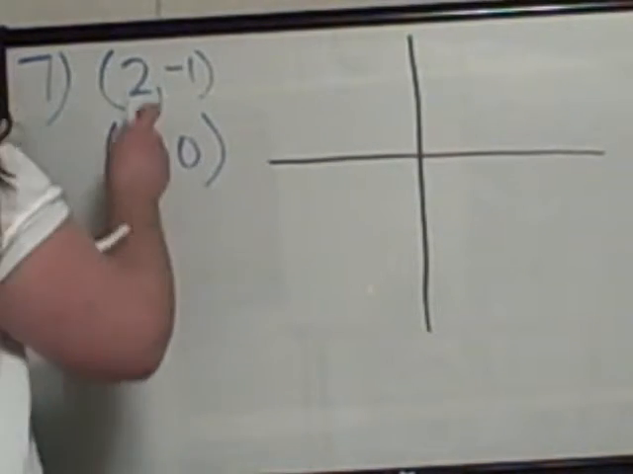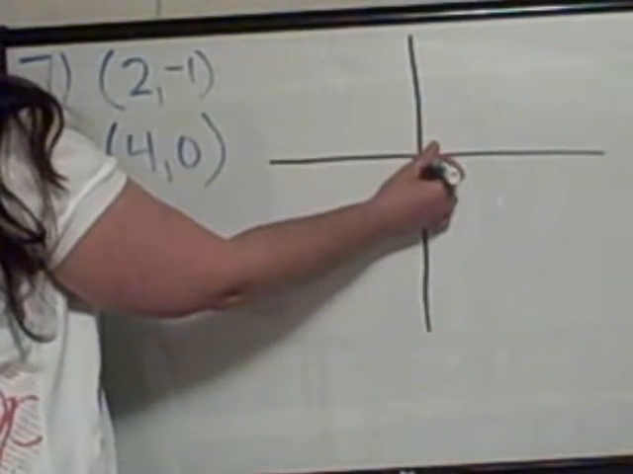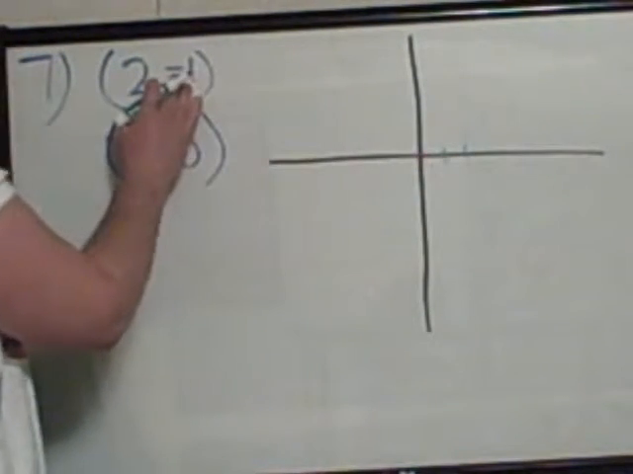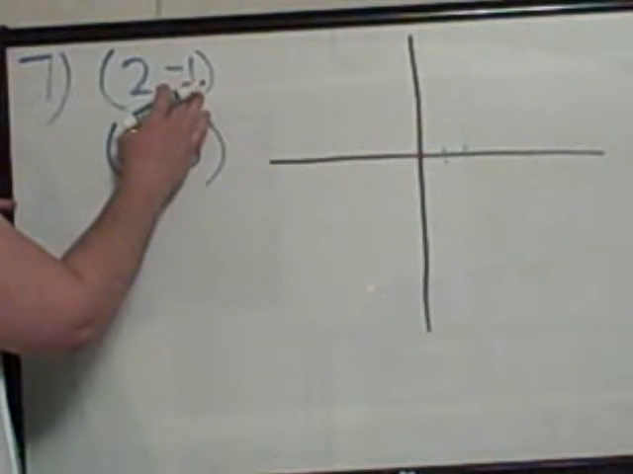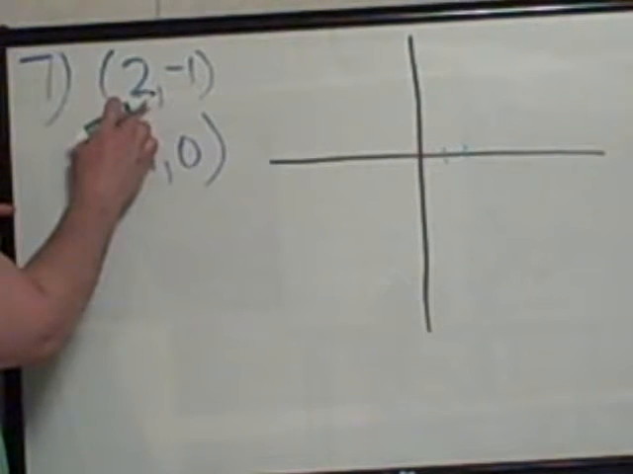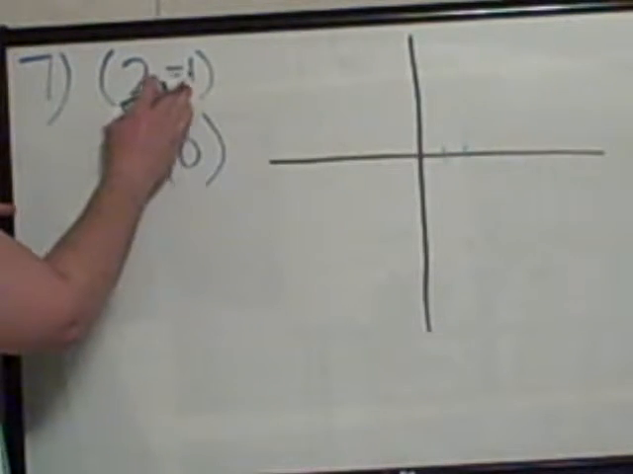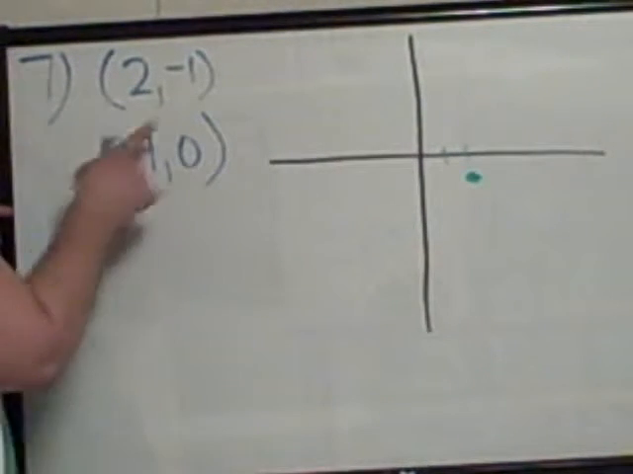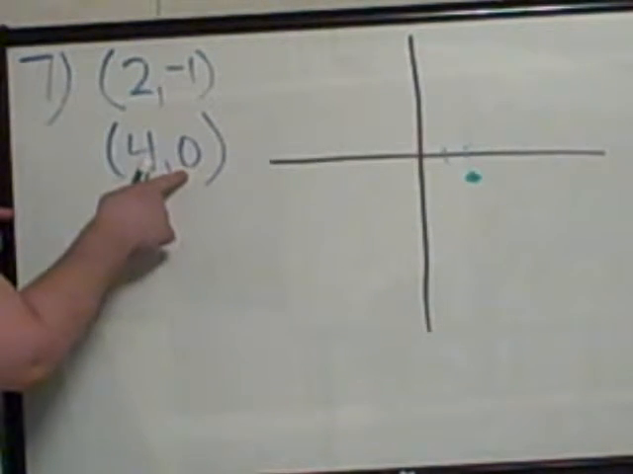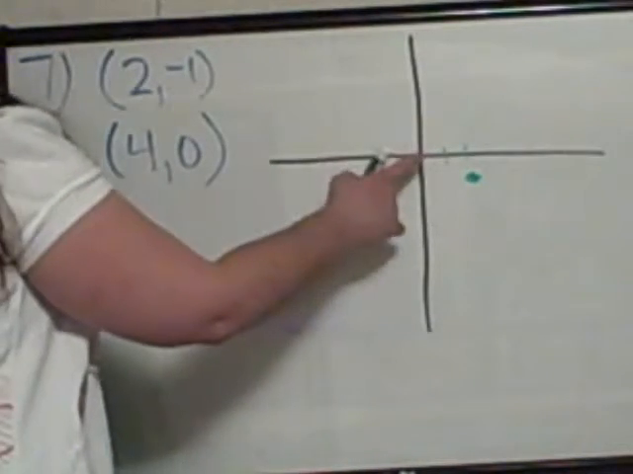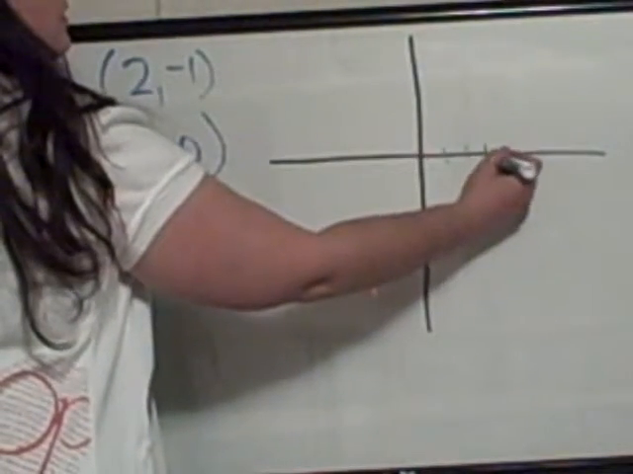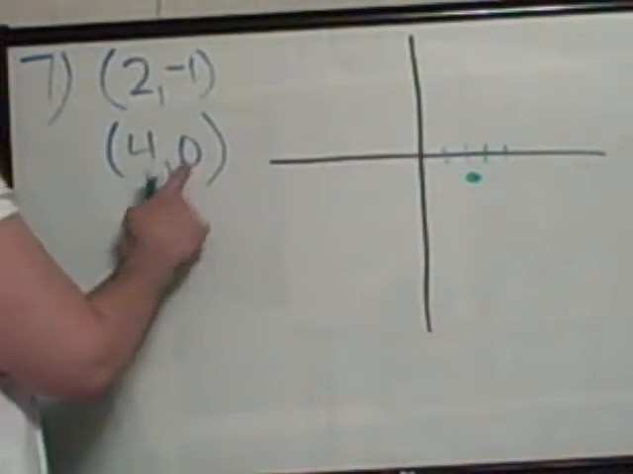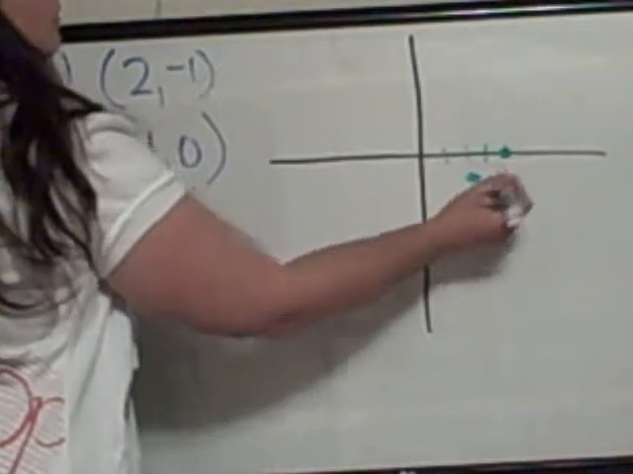Since the first number is a 2, I always start at the origin and I run 2 spaces. Then I look at the second number. The second number is a negative 1. So it tells me to run 2 spaces and then go down 1 space. And I put a point. The second point is (4, 0), which tells me to run 4, 1, 2, 3, 4, and do not go up or down. That's what the 0 represents. So you stop and put a point right there.